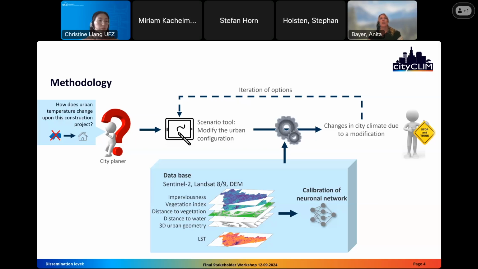So what we do in the end, we calibrate a neural network, making a relationship between these layers describing the urban surface and this target variable, the land surface temperature. And then in the end, when we have this calibrated network, the user can modify the urban configuration. This triggers a modification of these layers. And then we can simply calculate the land surface temperature. And this is basically the answer that the user gets.